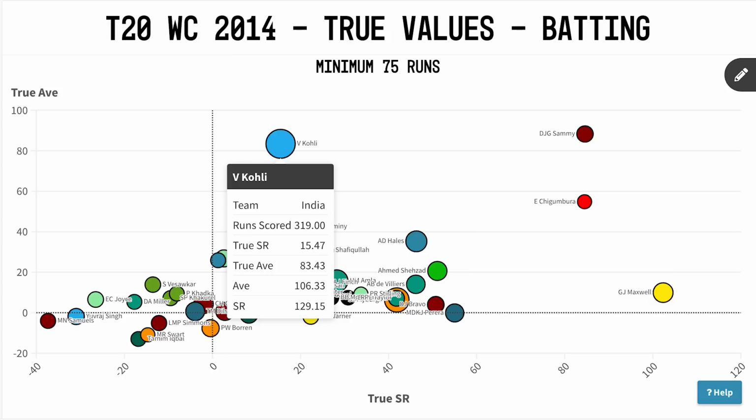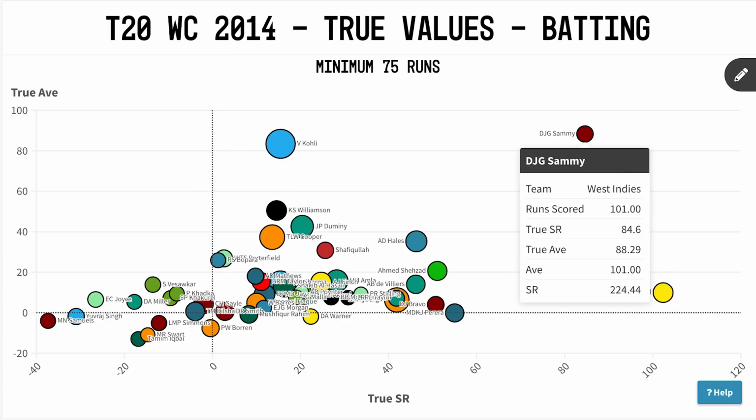Although you do wonder whether Kohli could have traded some of that true average for more true strike rate. Although we could be having that conversation at any time since. But we are nitpicking on what is definitely a great season. Another outlier is Darren Sammy. People forget how good Darren Sammy was at his best.